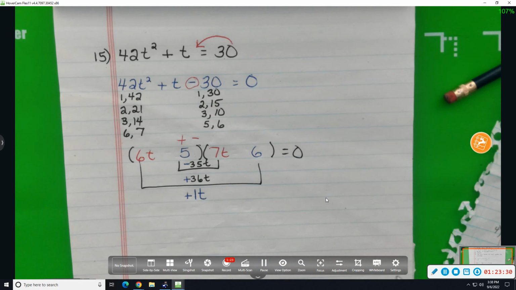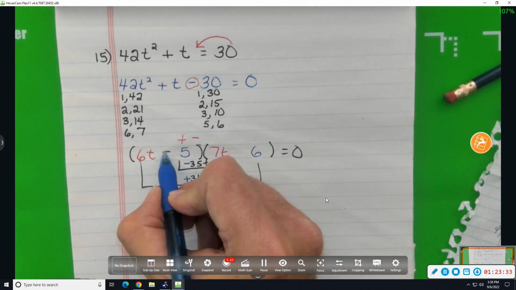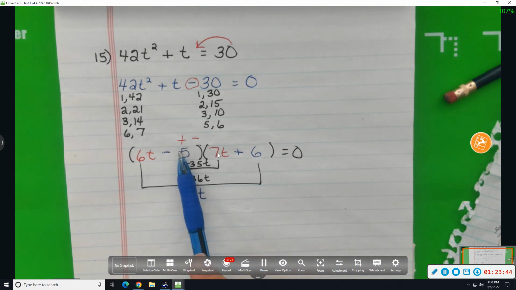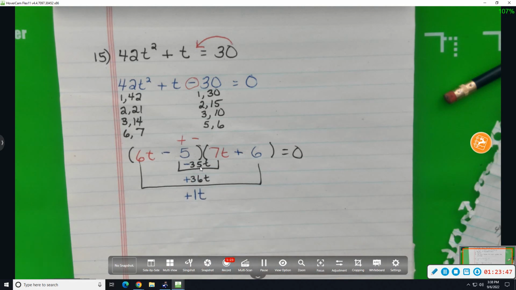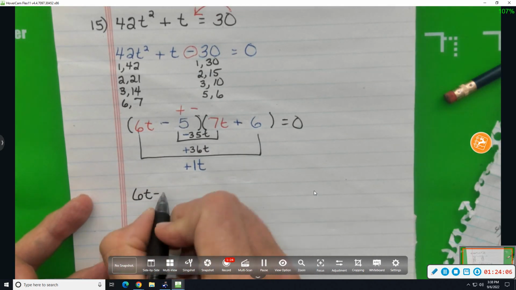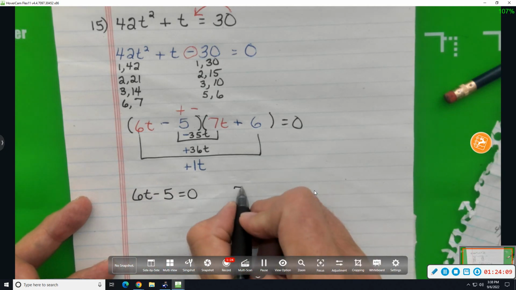So let's see. Would I put a minus in front of the 5 and a plus in front of the 6? Positive 6t times positive 6 gives us a positive 36t. Negative 5 times positive 7 gives me the negative 35t. Negative 35 plus 36, sure enough, gives me a positive 1t. Are we finished with the problem? No. What do we have to do? Oh, wait. Set each one of these to 0.